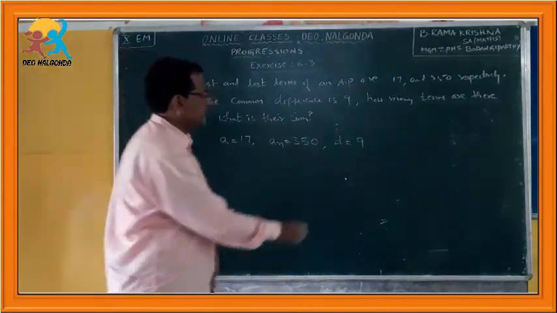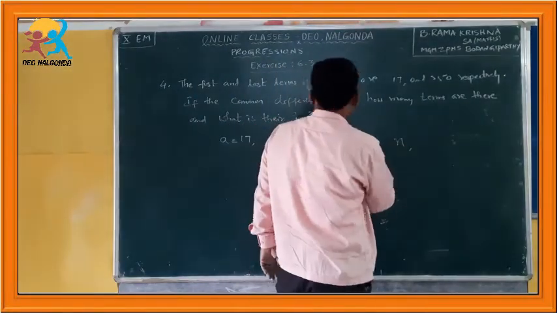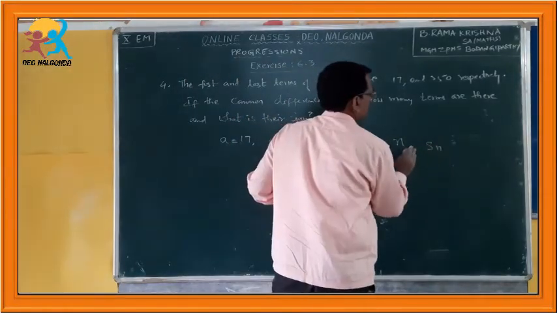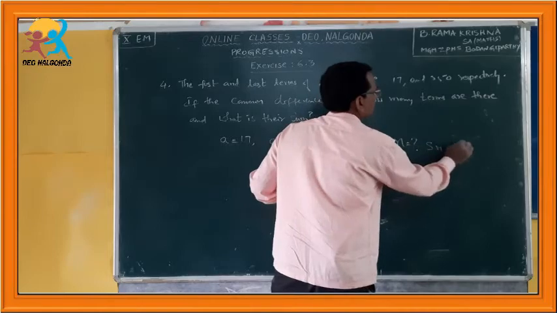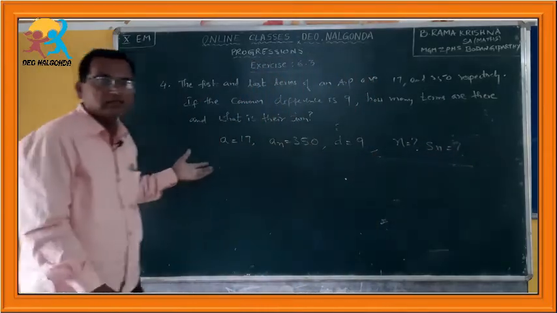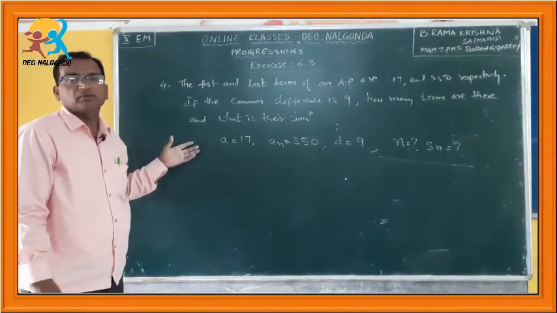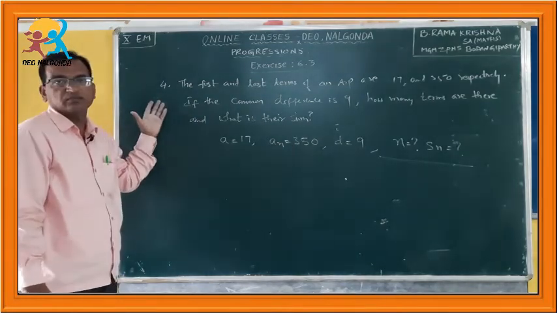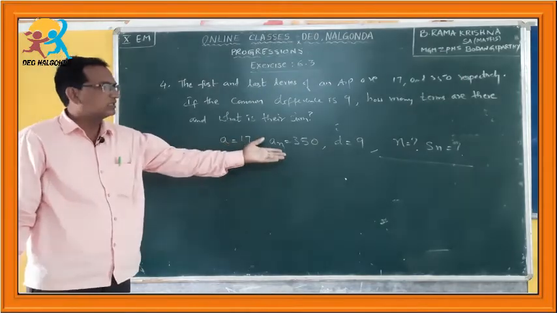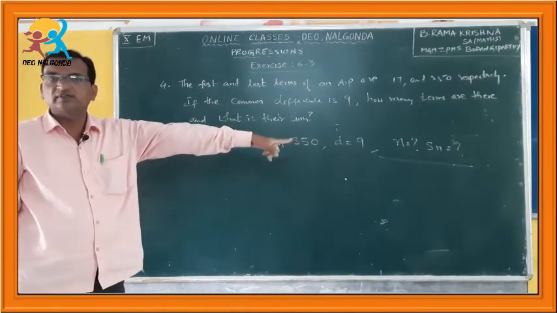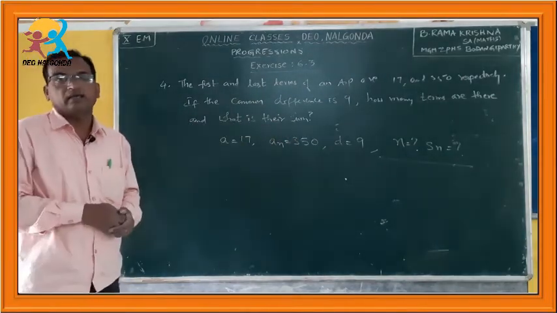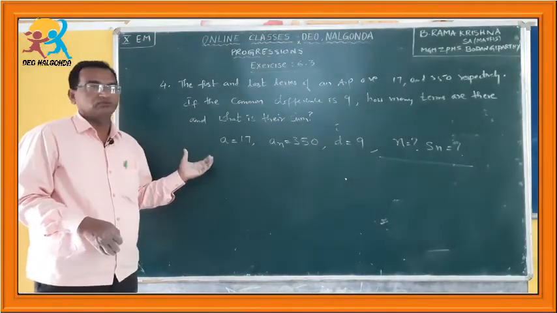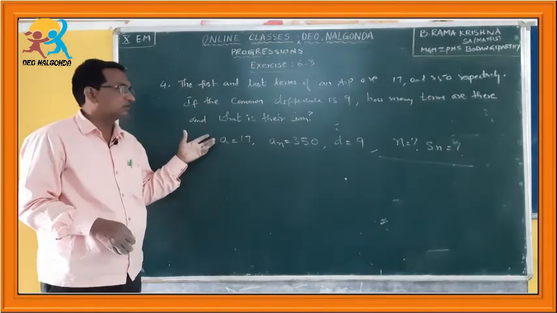Now, you have to find n, and then he is asking what is their sum, Sn. So, n is equal to how much? Sn is equal to how much? Again, it is a similar problem to the one we discussed earlier. This is just like the same problem. With these three, you have to find n first and then later Sn. So, I think I need not solve this problem now. You can try it on your own.